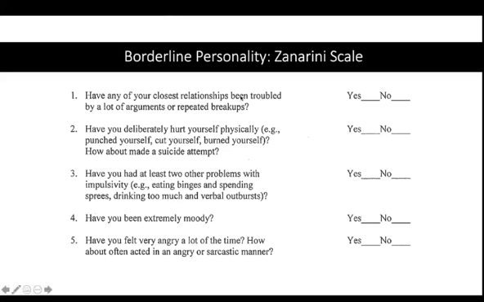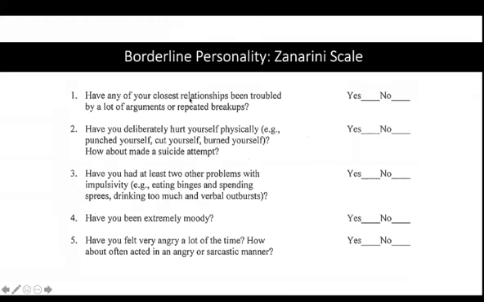So the Zanarini scale. This scale is really funny to me because essentially what they did was they took all 9 criteria of the DSM-5, but then they made 10. They kind of split one of the criteria, and then they just turned them into yes or no questions. So you could also just read them the DSM and say, do you have this? Yes or no? And that's the Zanarini scale.